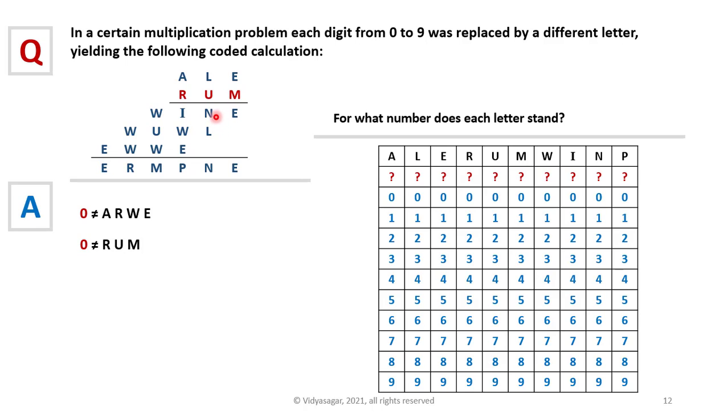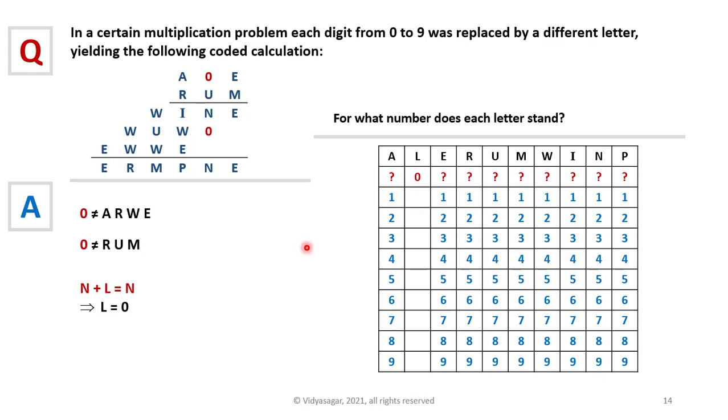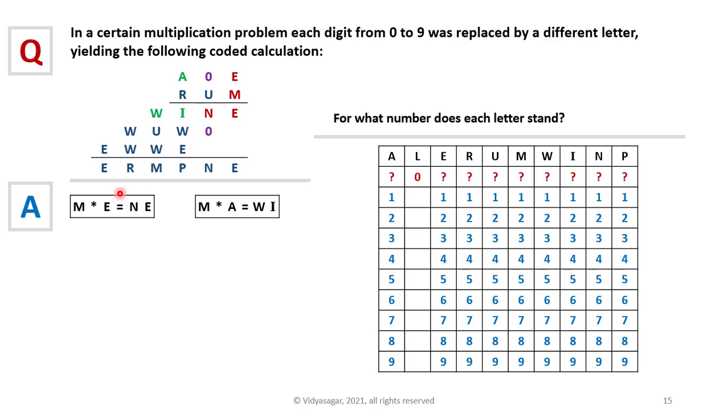Now from the addition of N plus L, which is equal to N, we can determine that L is equal to 0. Let's substitute L in the matrix and in the problem. Now M times C must be NE and M times A must be WI. Why?